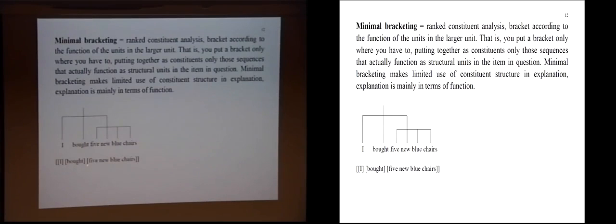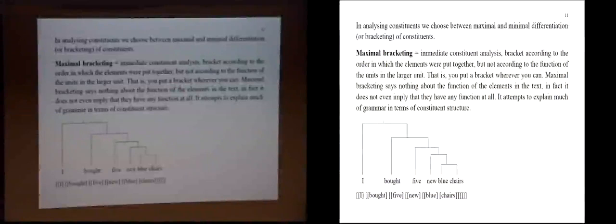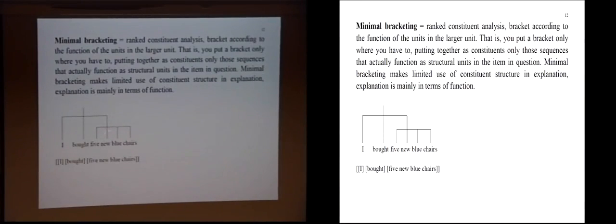And so we don't break this down into the kind of subparts, like here we broke this down into a number of different subparts. Whereas in the minimal one, we just see this as one chunk, one group, we call it. Because at the clause level, it's functioning as one group. It's one unit. The individual bits here have no meaning by themselves. They only function together as one unit in the clause. So you put a bracket only where you have to, putting together the constituents that actually work as structural units within that particular item you're talking about. So in this case, the clause. So we only have the 3.